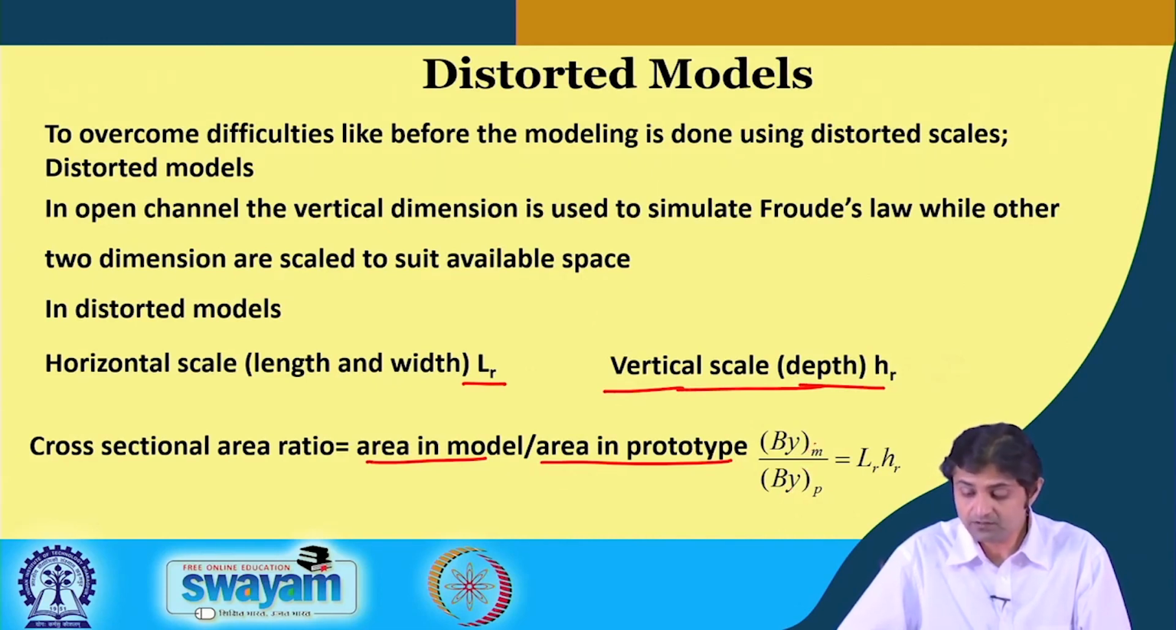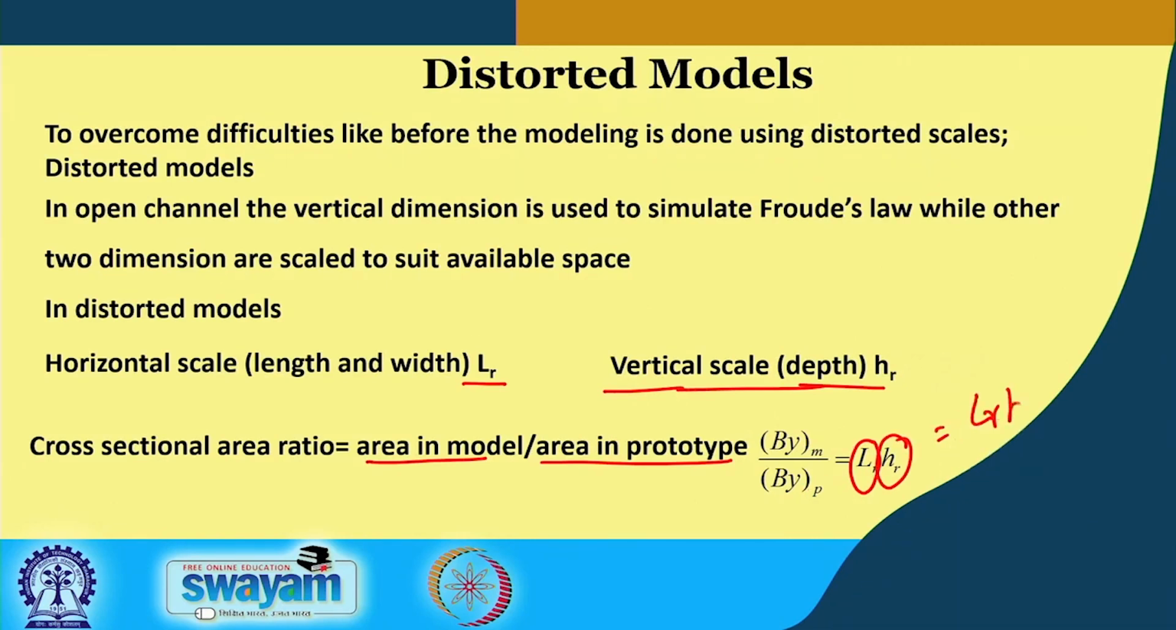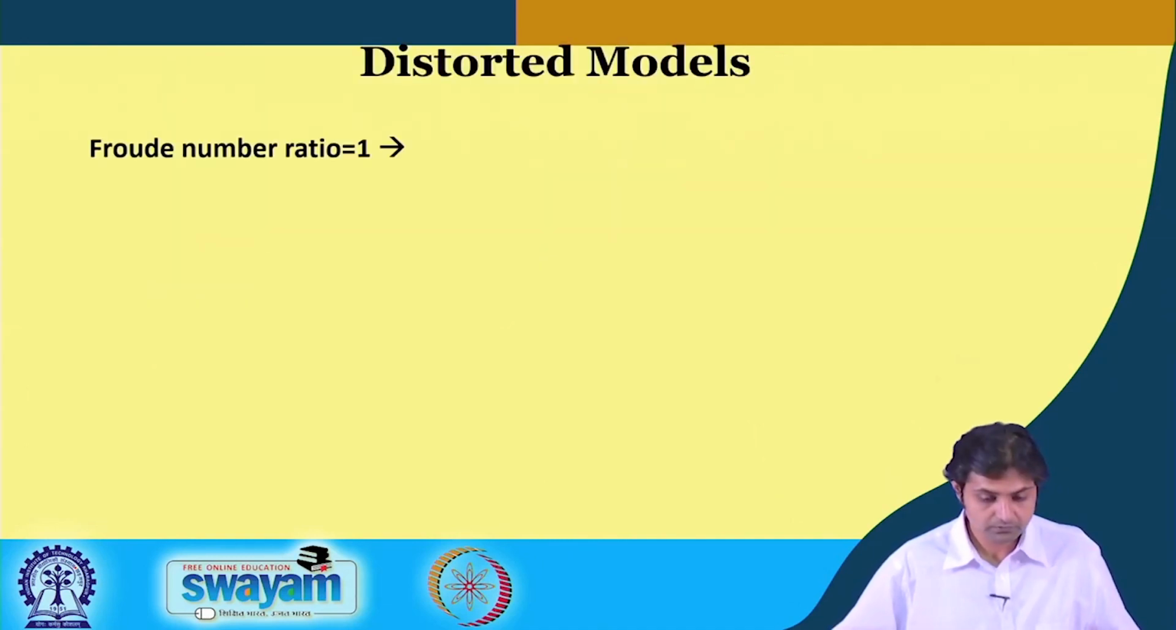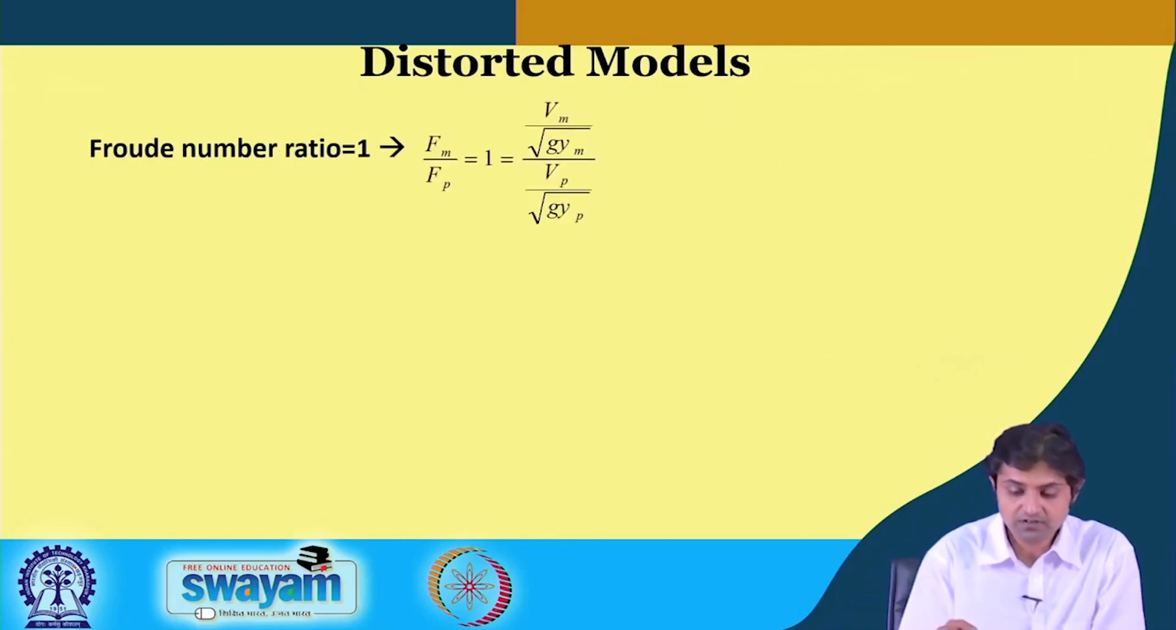So, width of model by width of prototype is given by the length ratio, right, whereas the vertical cross section ym by yp is given by HR. So, cross sectional area is given by LR into HR. All right. So, it is not LR square, it is LR into HR. Froude number ratio is 1, correct. So, this gives us Fm by Fp is equal to 1.